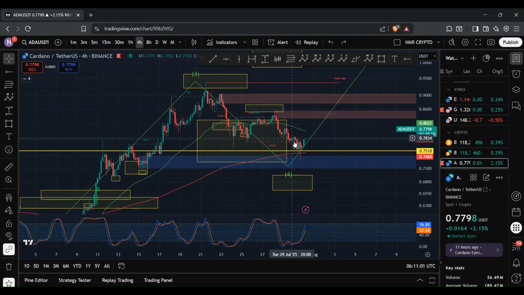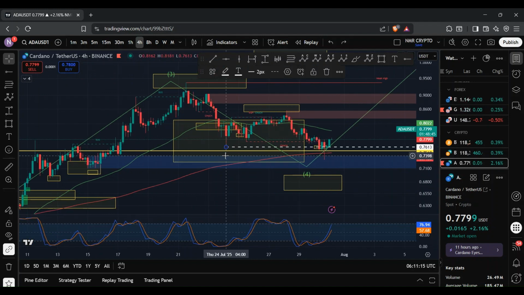So we ended up seeing this move to the downside that I talked about in my previous update, where I mentioned that it was possible that what we had forming was a WXY structure. And for the Y structure to be in play, what we needed was for ADA to breach past this level here at 76.12 cents. And that would then further confirm that we are bearish.